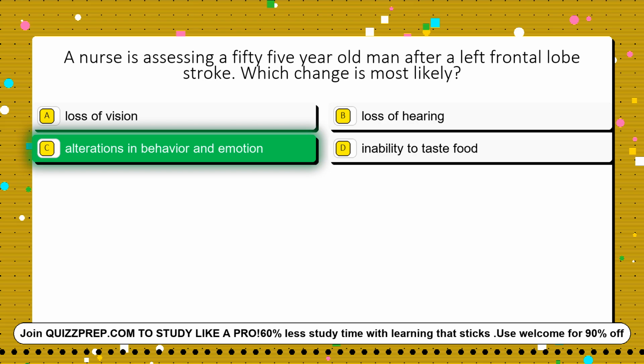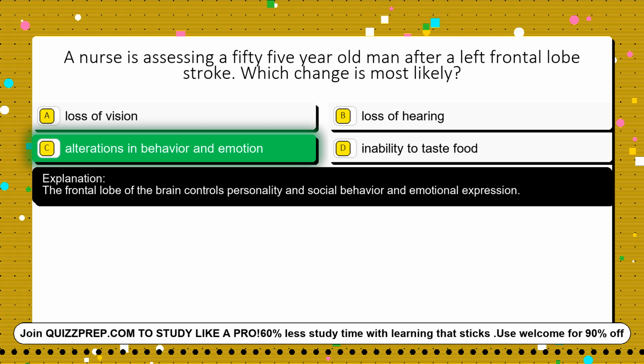The correct answer is option C, alterations in behavior and emotion. The frontal lobe of the brain controls personality and social behavior and emotional expression.